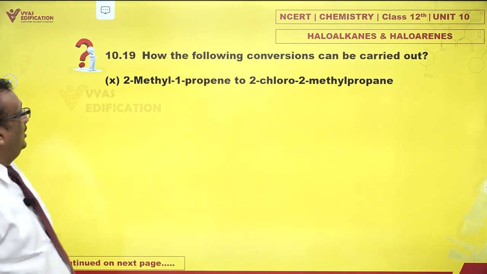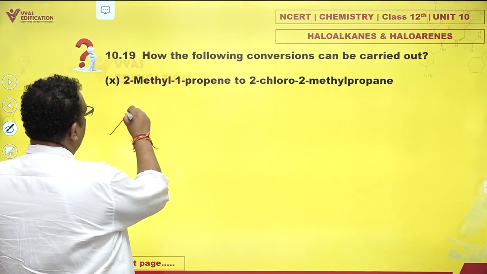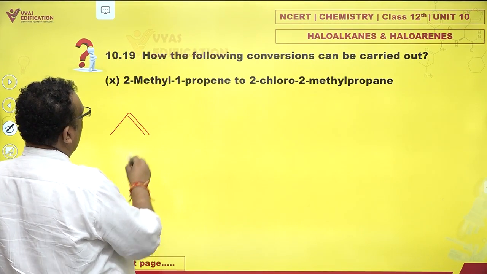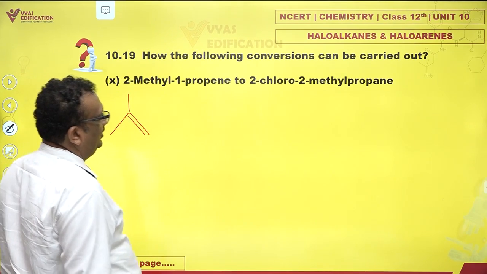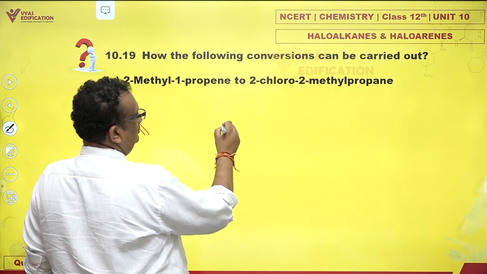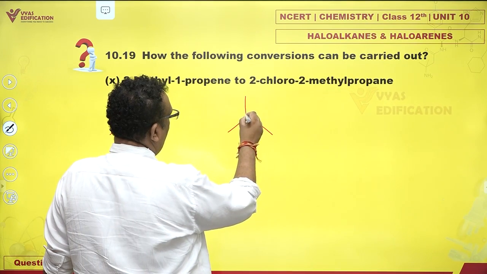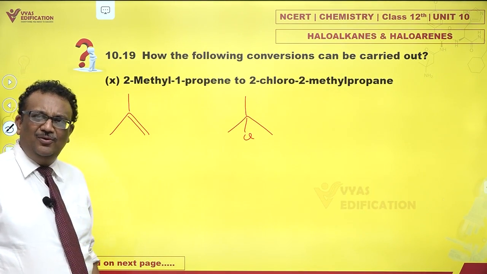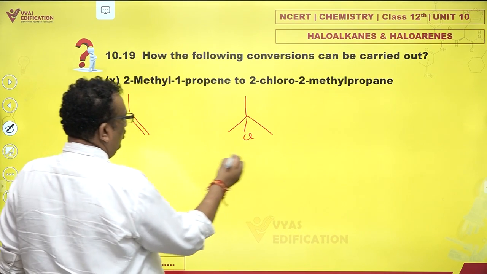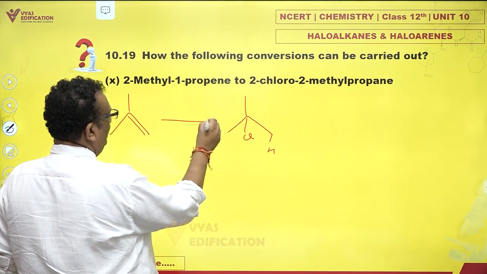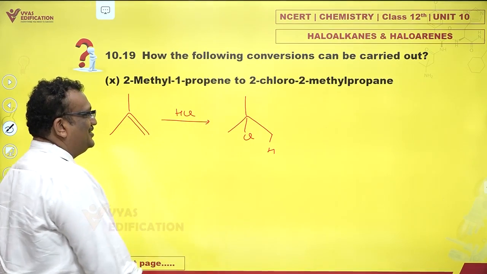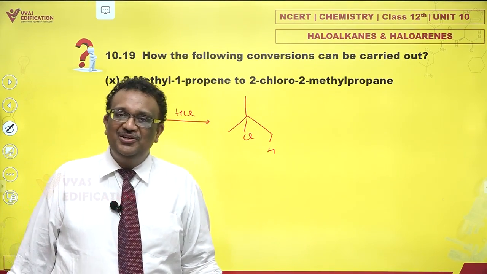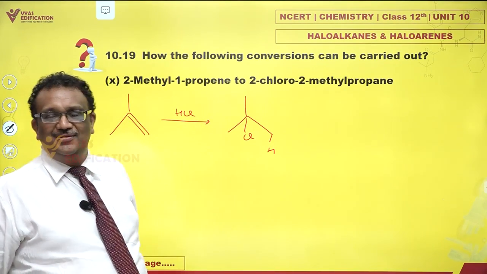10th, you have 2-methyl-1-propene, fine, to 2-chloro-2-methylpropane. That doesn't sound very difficult. What they're doing essentially is adding HCl. You just add HCl. It's Markovnikov's addition, nothing else. You add HCl, you get this.